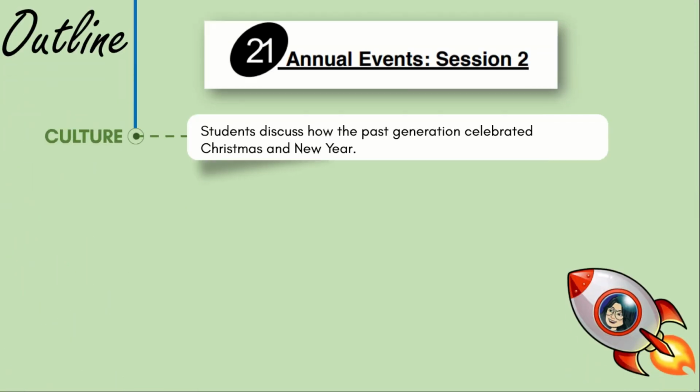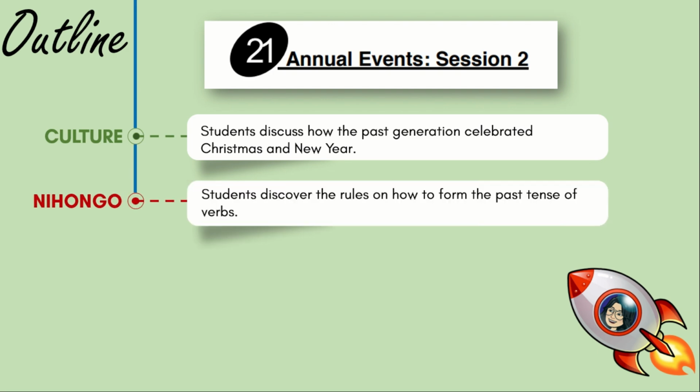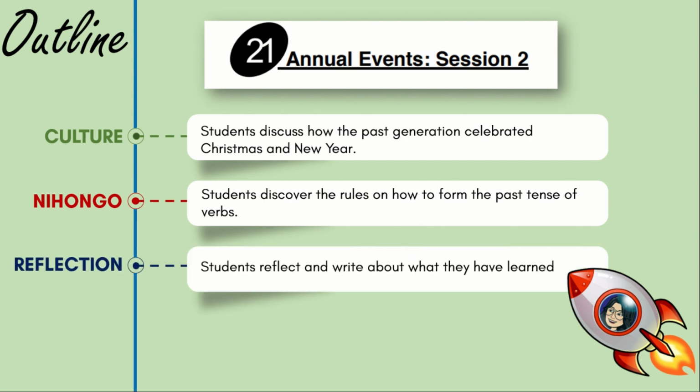Culture. Students discuss how the past generation celebrated Christmas and New Year based on the assignment or shukudai from session 1. Nihongo. Students discover the rules on how to form the past tense of verbs. And reflection. So this time, let's see the lesson plan.